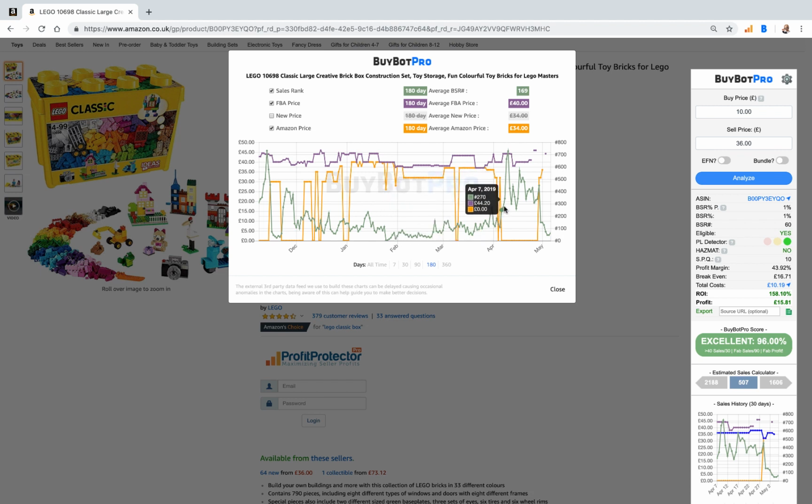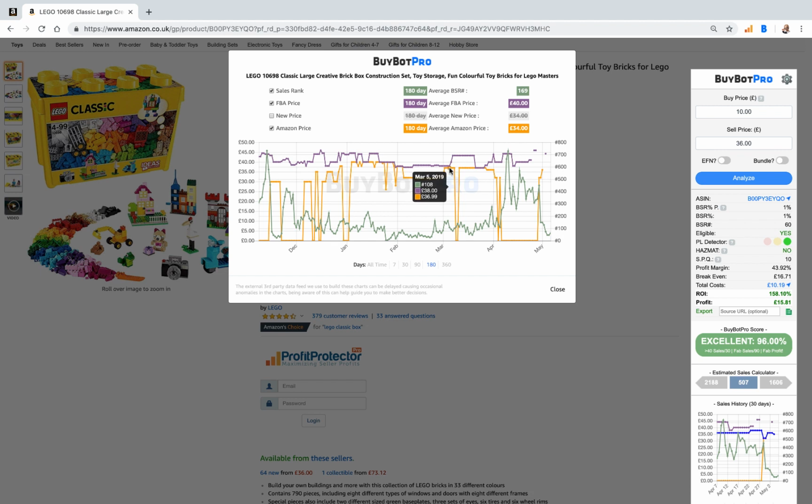And then you can see here that the graph, the green line, gets a bit higher over here in this area between April and May. Now, if you look at the orange line, that's Amazon. So this is Amazon's price, $31.99, when we talked about a minute ago, when it's selling quite well.